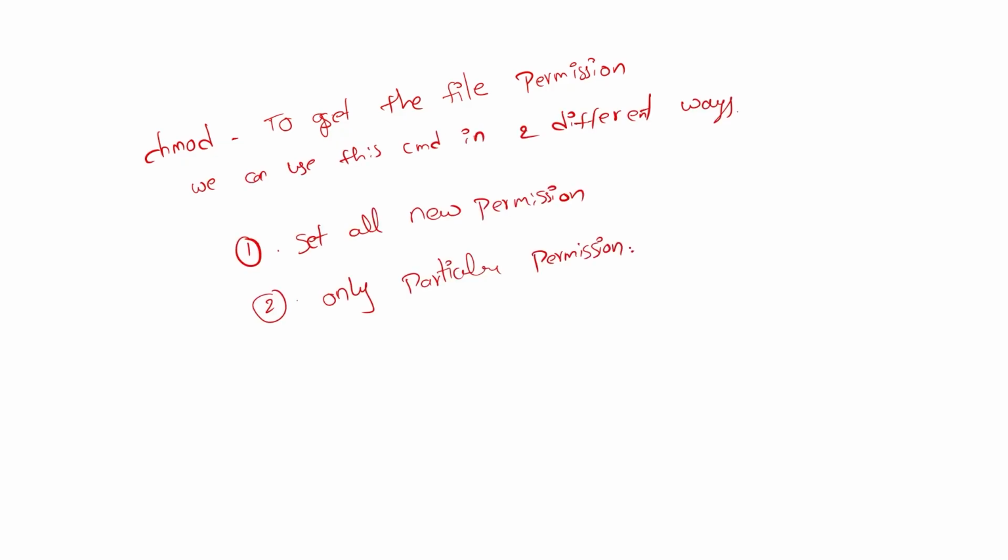one second, previously we saw the default permission for the ABC file, rw- or hyphen, right? And we discussed this 3 for user, this 3 for group, this 3 for other.